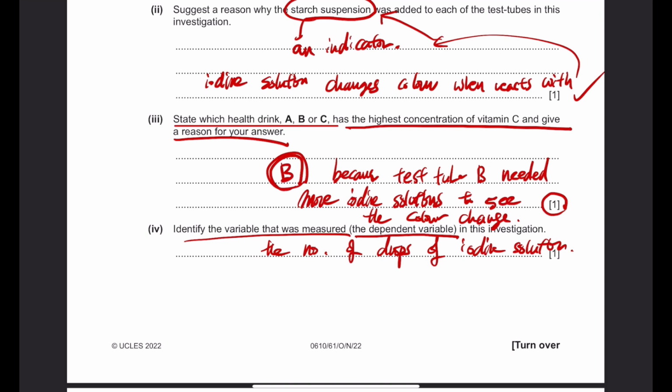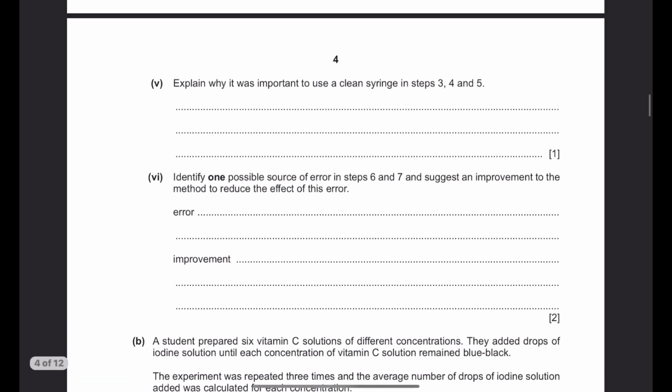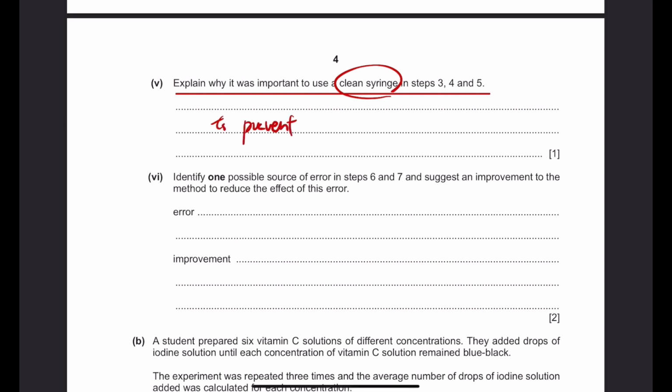Okay, number 5. Explain why it was important to use a clean syringe in steps 3, 4, and 5. Of course, you want to use the test tube again, so you don't want to have contamination, right? Contamination from the previous experiment. So the student cleaned the syringe to prevent contamination.